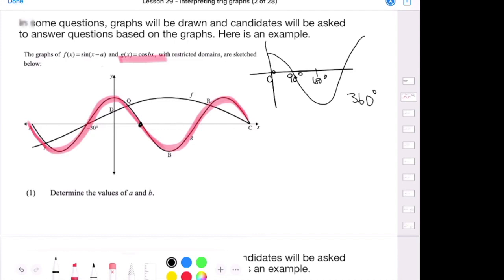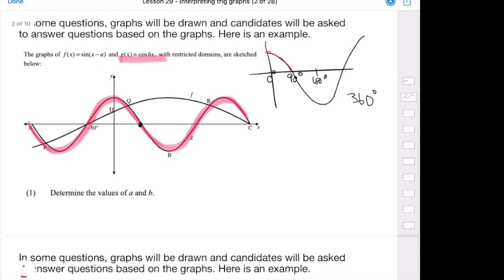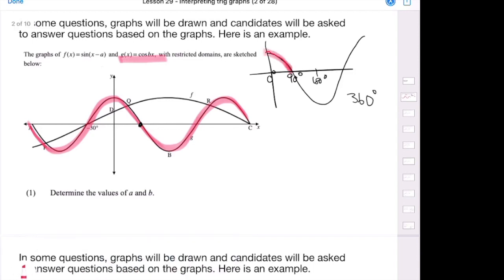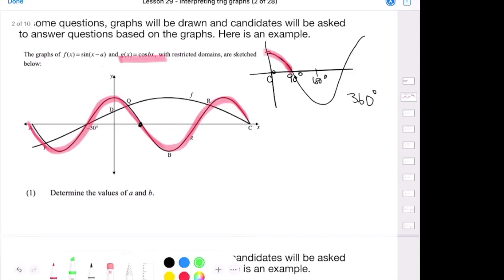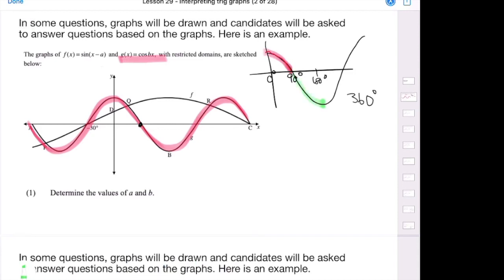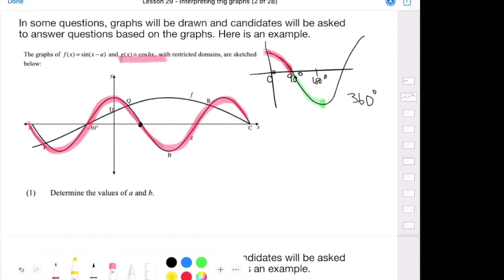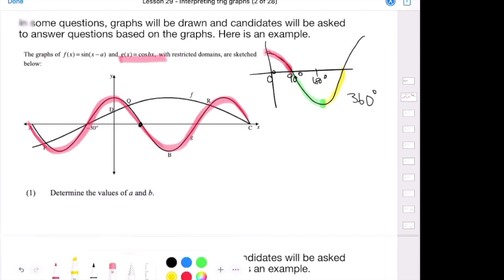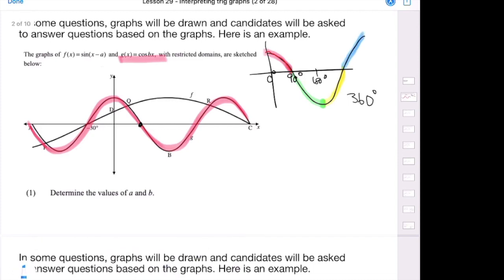Did you know that that period can be divided into four quarters? This is the first quarter of the period. And this is the second quarter there up to the turning point. And that would be the third quarter there up to the x-axis. And that there would be the other quarter. So this is 360 degrees altogether.